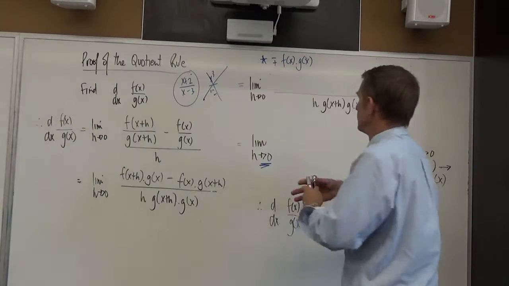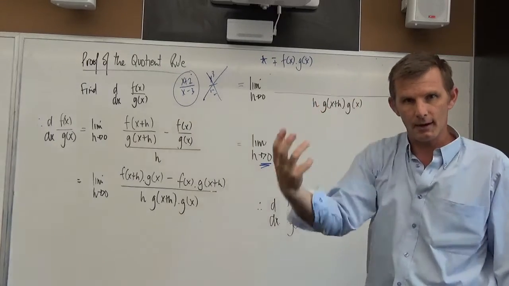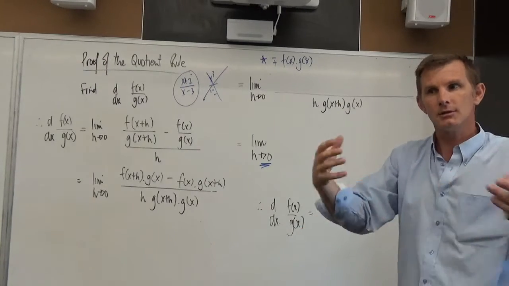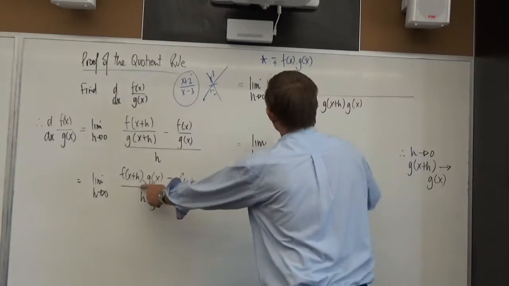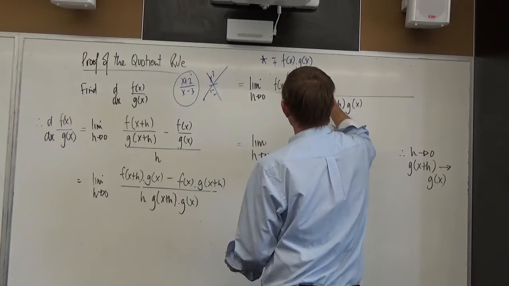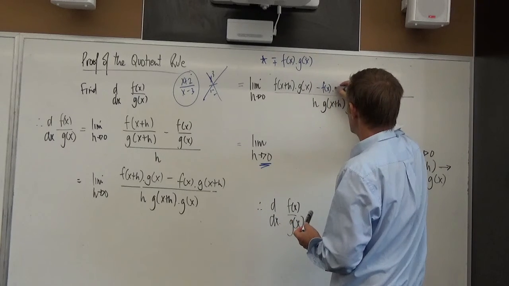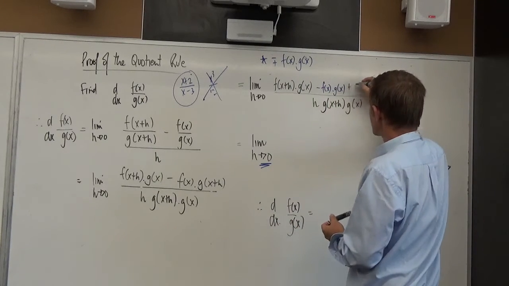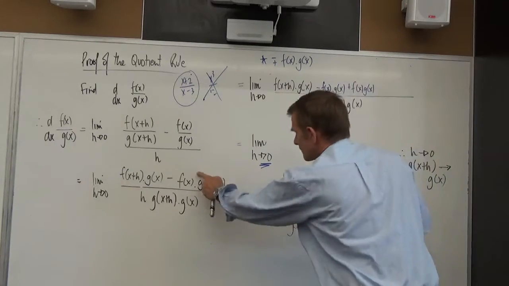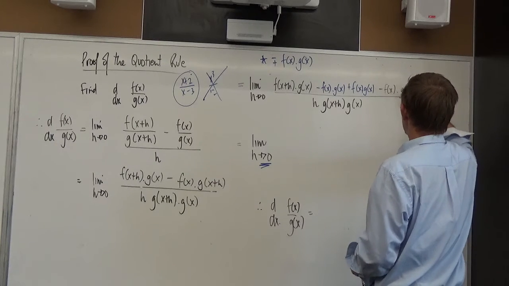Now up over here, I've got my little cheat here, and I wrote minus and plus f of x, g of x. So like in our previous one, the product rule, we had to kind of massage and add and subtract something in there to be able to get it to work. So I'm going to write the first part here, f of x plus h times g of x, and then I'm going to write minus f of x times g of x, and then plus f of x times g of x, and then this part here, minus f of x times g of x plus h.